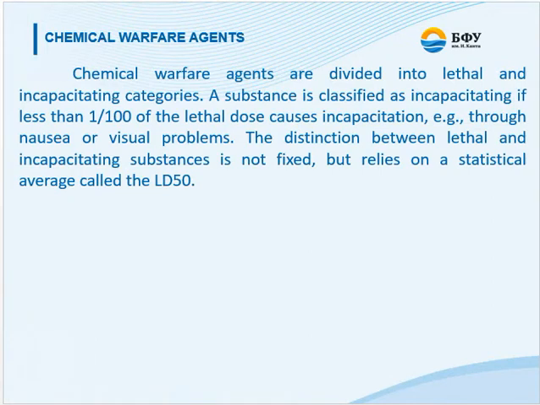Chemical warfare agents are divided into lethal and intoxicating categories. A substance is classified as intoxicating if less than 1/100 of the lethal dose causes intoxication, nausea, or visual problems. The distinction between lethal and intoxicating substances is not fixed, but relies on a statistical average called the LD50.